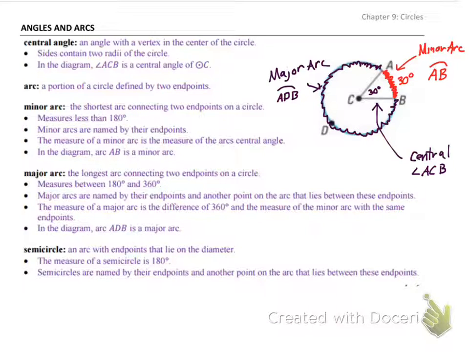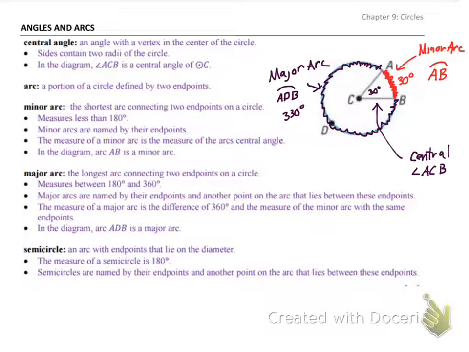A, D, B. The cool thing about a major arc is to figure out the degrees of this one, you just subtract what you're missing. This is 30 degrees. 360 minus those 30 degrees. So this major arc is going to be 330 degrees. So all you need to know is the central arc, and you know everything else. All right, so that's a major arc.